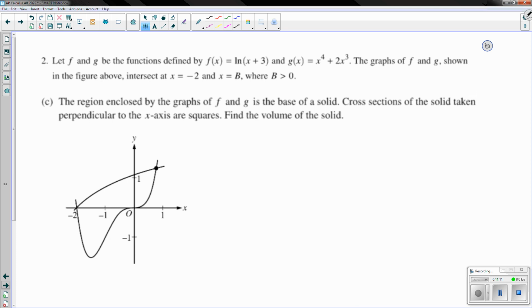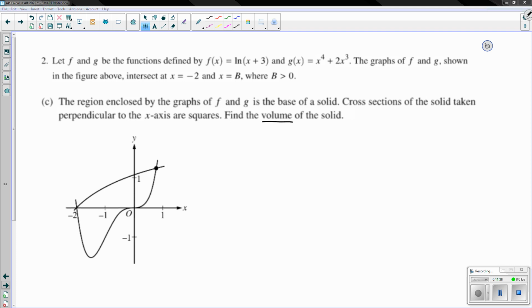On to part C. The region enclosed by the graphs of f and g is the base of a solid. The cross sections of this solid, taken perpendicular to the x-axis, are squares. So find the volume of the solid. To find volume, we're going to consider an accumulation of the areas of the cross sections. And anytime we're accumulating something over some interval, that calls for an integral.